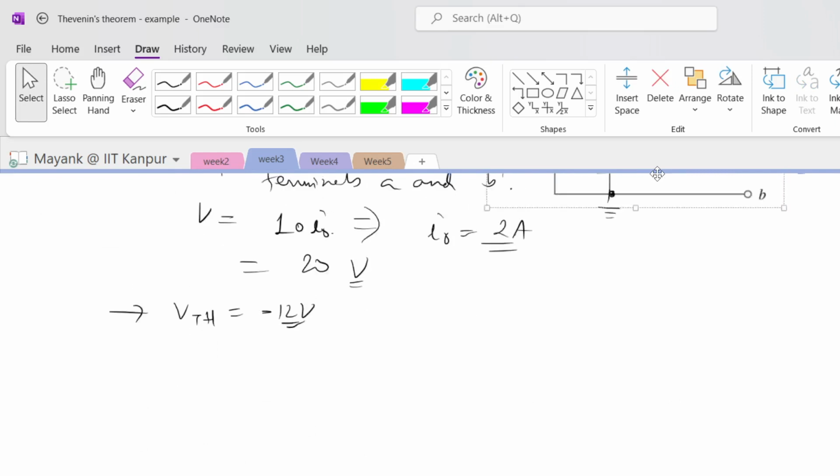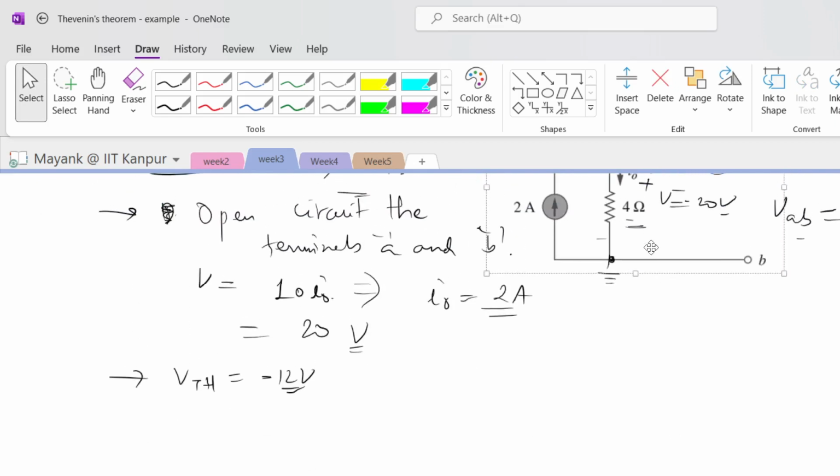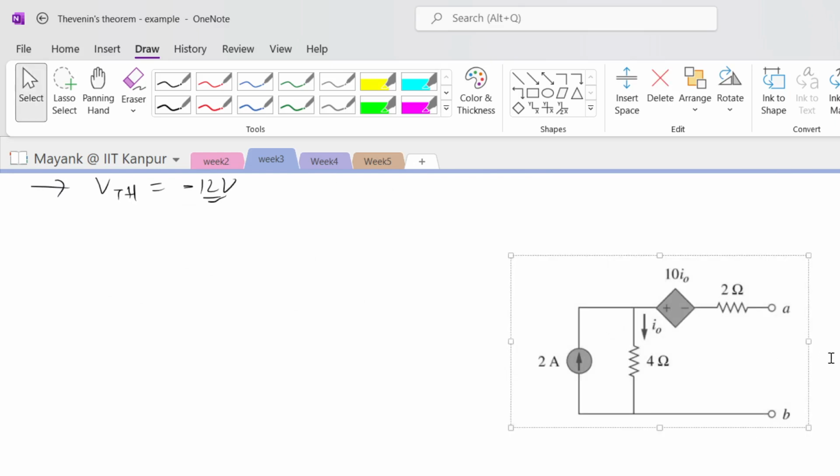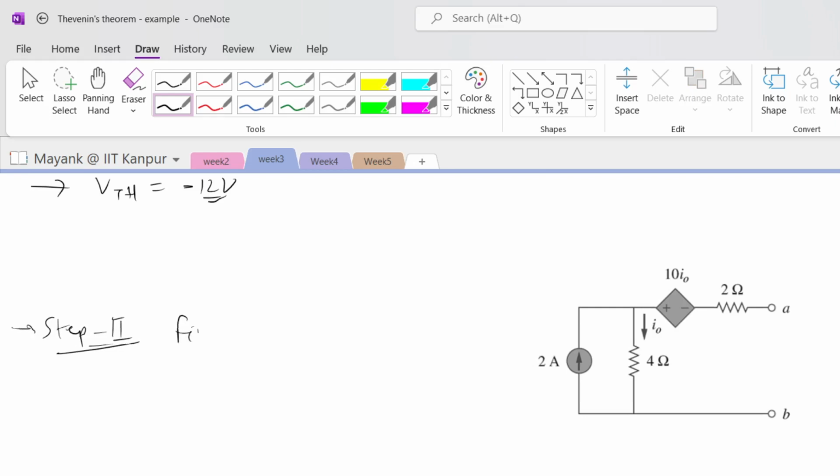It is easier to just copy it, paste it here. Yeah. Now we have to find out step 2, which is to find out R Thevenin. Okay. So how do we find out R Thevenin?